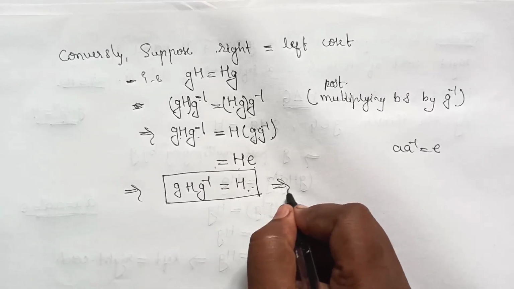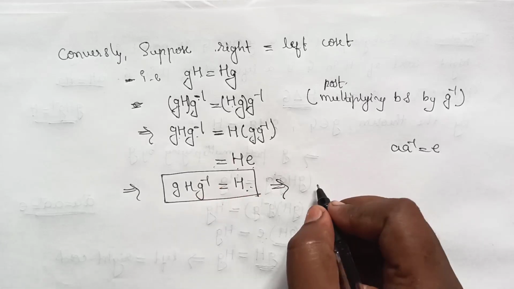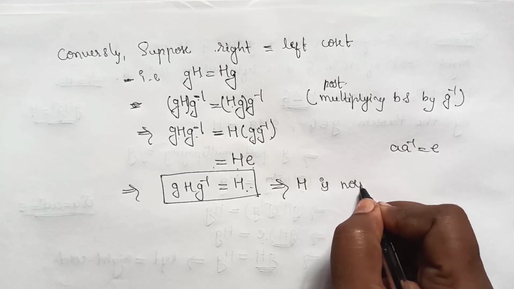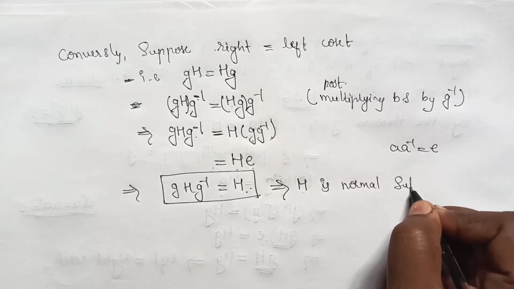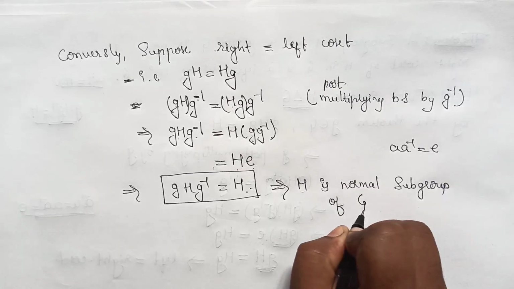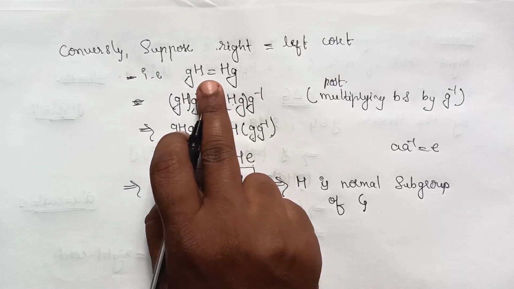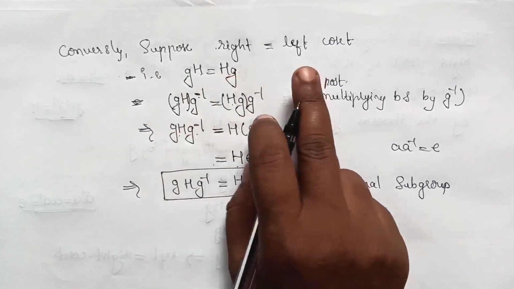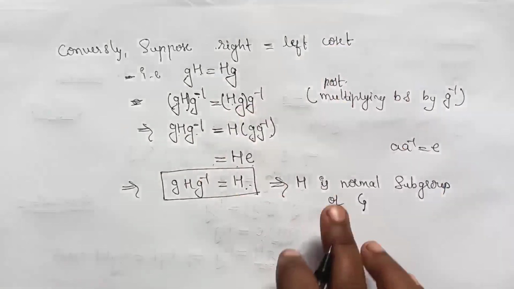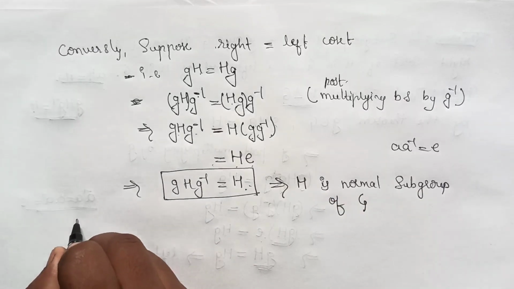This implies that by the theorem, if gHg inverse equals H, then we can say that H is normal to, or a normal subgroup of, G. Therefore, so see here, we have assumed that gH equals Hg, that is, the right coset of H is equal to the left coset. So we have proved H is a normal subgroup of G, hence the theorem.